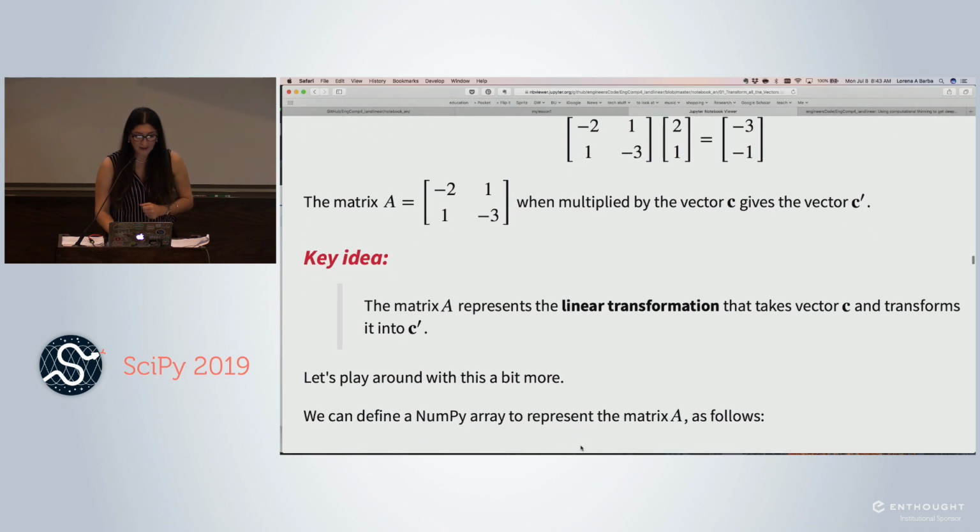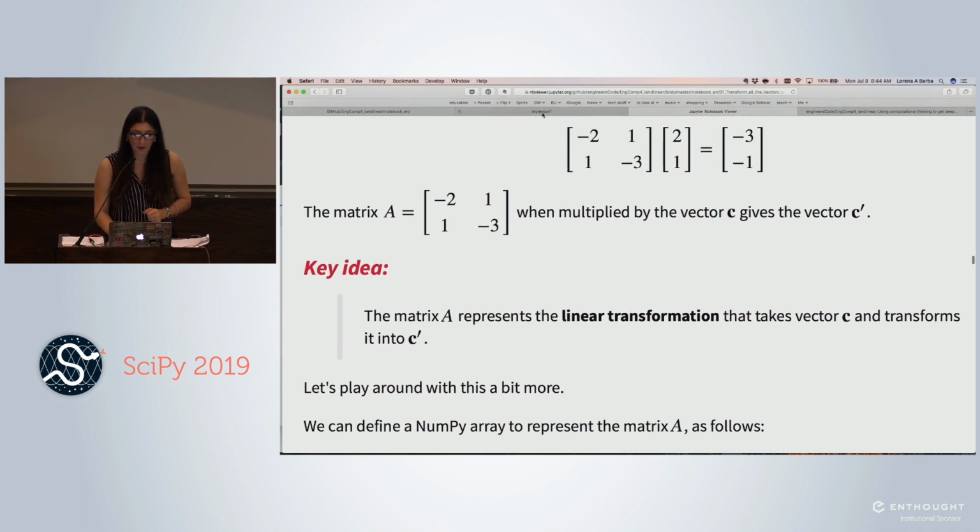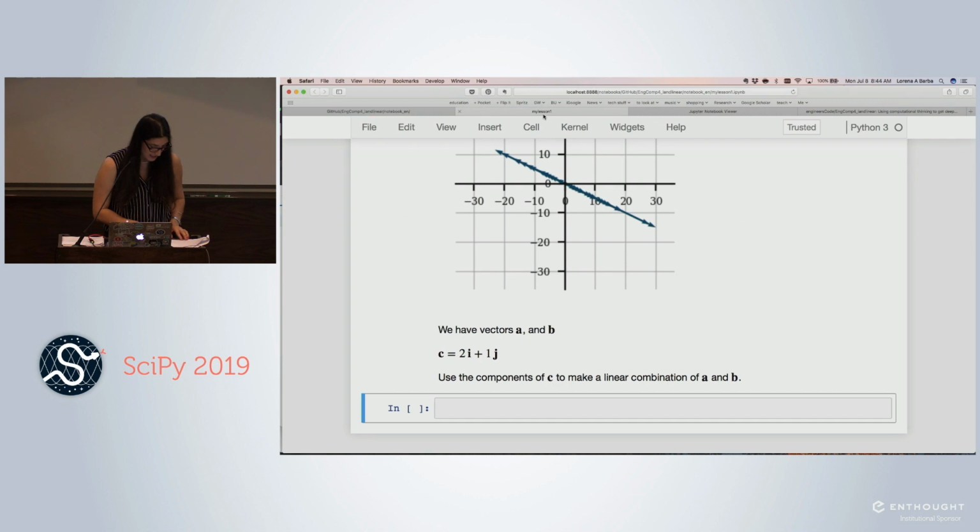All right, so now let's do this computationally. Let's play with this a little bit. The key idea here is that the matrix A that we formed by placing two vectors as columns represents transforming from one space to another space, the space of AB to the space of IJ. Those spaces are both two-dimensional spaces, but they're different.